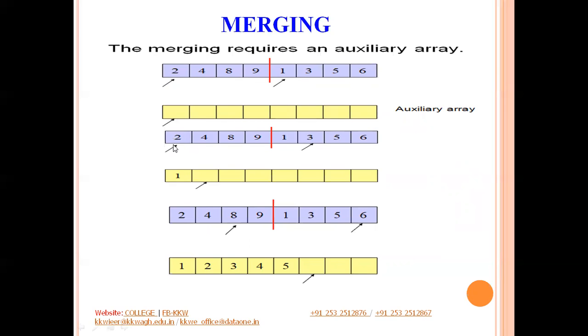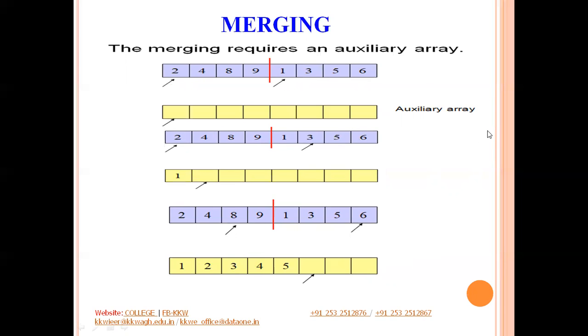Okay. Now you will again compare 2 and 3, which is smaller. 2 is smaller. So you will copy 2 next here. Okay. And the pointer is now incremented to 4. Okay. Then you compare 4 and 3, which is smaller, 3. So you will then copy 3 and you will increment the pointer now to 5. Then you compare 4 and 5, which is smaller, 4 is smaller. So 4 will get copied here and the pointer will now increment to 8. Then you will compare 8 and 5, which is smaller, 5. So 5 will get copied here and then the pointer points to 6.